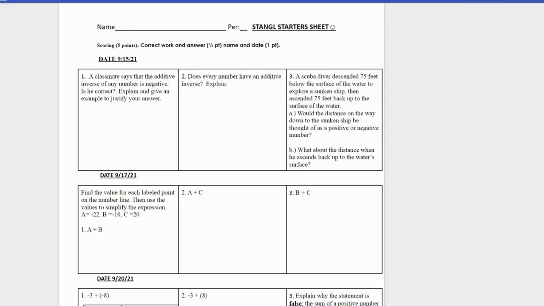So let's go to our starters for today. Today's date is September 15th. So please open that up in either Kami Chrome extension or you're in the Google Classroom app and you're editing right now with your stylus. So number one says a classmate says that the additive inverse of any number is negative. Is he correct? Explain and give an example to justify your answer.